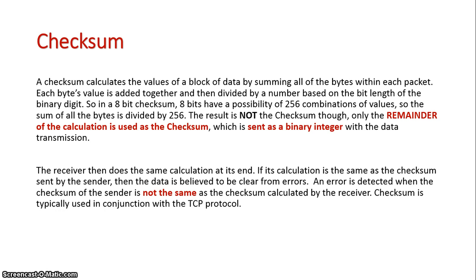Now, this value is not the checksum. It is the remainder that is the checksum, which is then sent as a binary digit to the receiver. The receiver will do the same calculation. If it ends up with a different checksum, it is considered that there is an error. Otherwise, the data is fine. This checksum is commonly used in conjunction with the TCP protocol.